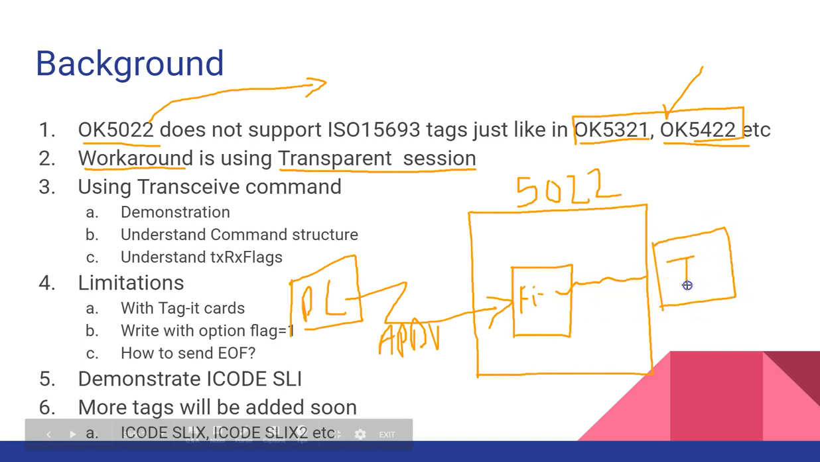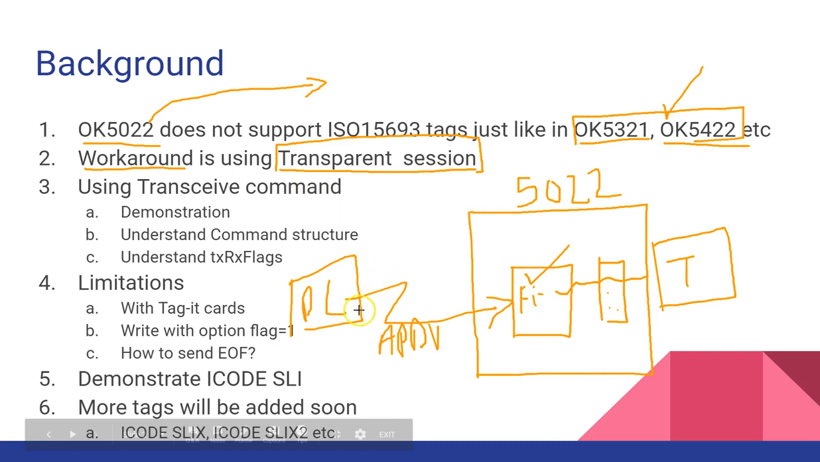Maybe in between the tag and the controller there could be an RFID reader writer chip as well. So what you can do with this type of reader writer depends on what is supported within this firmware or within this processor. Anything that's not supported by the processor, we cannot do. Now this concept of transparent session has probably been introduced to overcome these limitations.